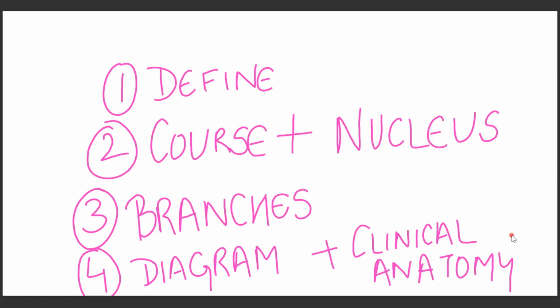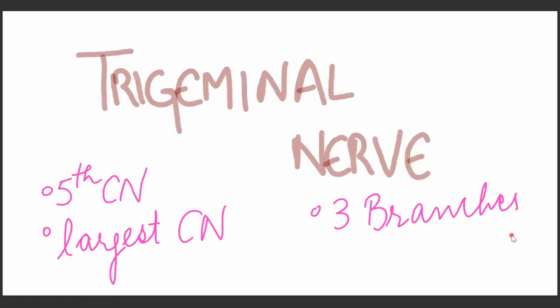Clinical anatomy can be, for example, in the case of the trigeminal, you can explain the trigeminal neuralgias. So moving on to the topic of the trigeminal nerve, what is it? We have to define that nerve.